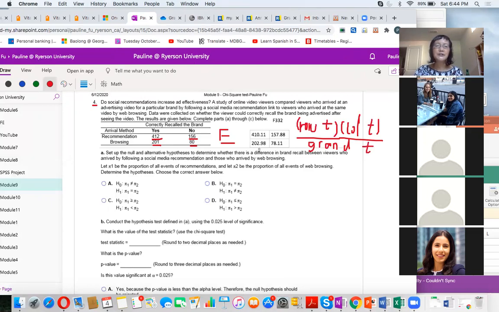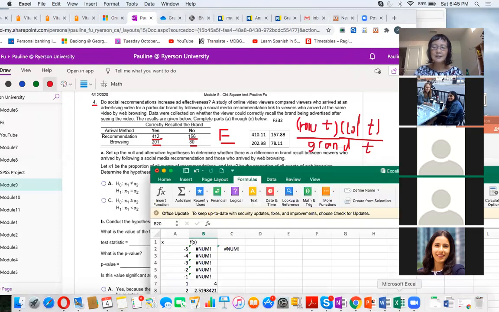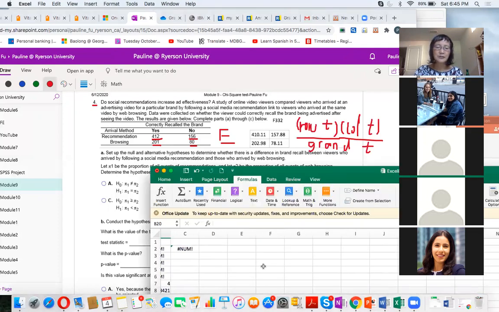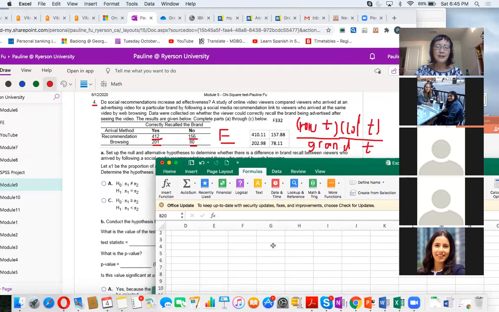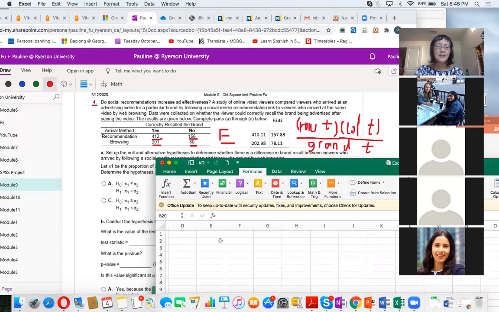So now I'm going to use Excel to calculate this expected value. There's a space here where you can see both the context. So, the original data: I will put yes, no, and the two methods, recommendation and browsing. Okay, 412, 156, then I have 201, 80. This is the observed data.